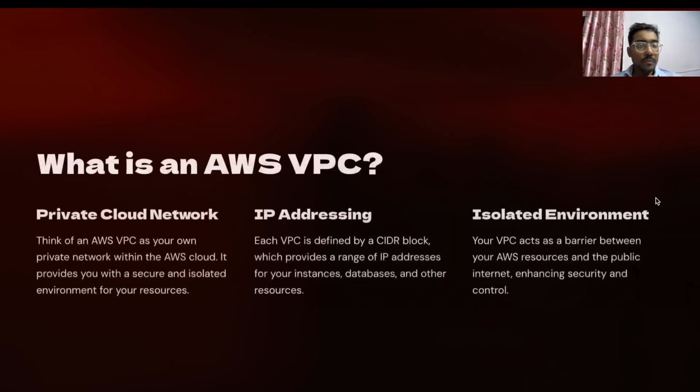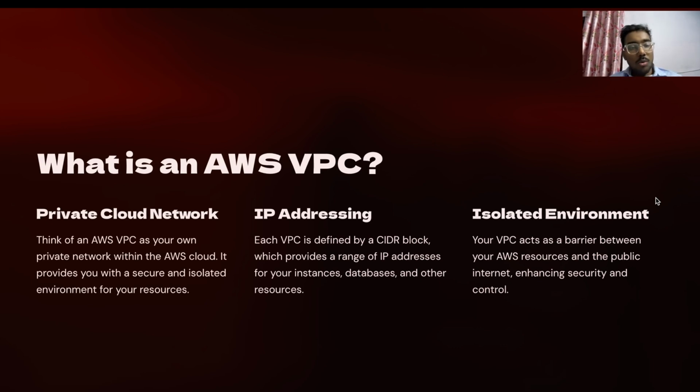So let's see, what is an AWS VPC? It is basically a virtual private cloud, your private network within the AWS cloud. It provides a secure, isolated environment for your resources. It is a cloud network that you create. AWS provides a default VPC whenever you create an RDS or any service on AWS. You can use the default VPC, but if you want, you can create your own VPC and configure it based on your requirements.